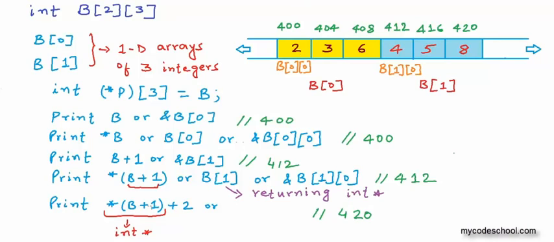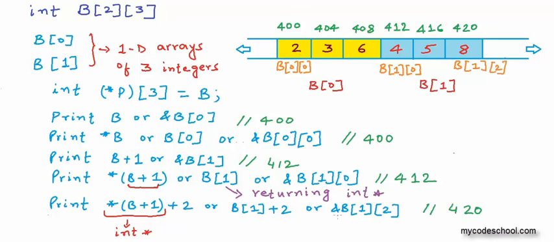*(b + 1) in this expression can be written simply as b1, because they are substitutes for each other, they are alternate syntax. So this is the same as b1 + 2, and once again these expressions are returning a pointer to an integer. They are returning a pointer to this element b12. That's why we can also say &b12. All these three once again are the same.